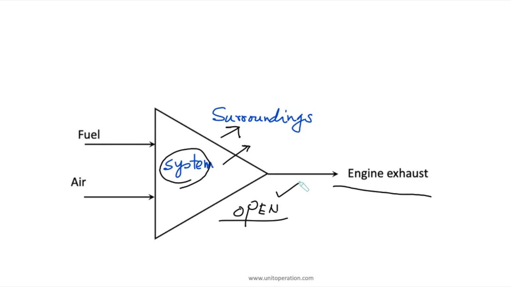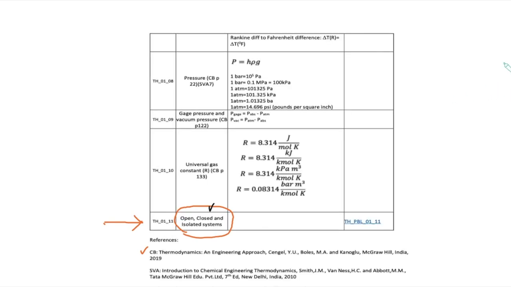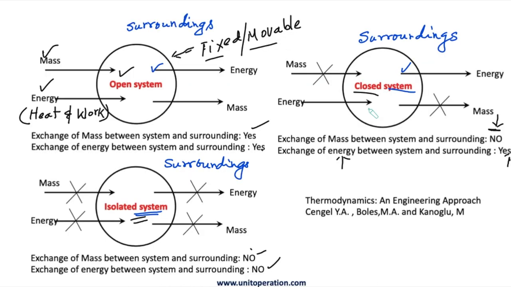Hopefully, this explains the concepts of open system, closed system, and isolated system. So we'll go for one quick recap of the definitions. For an open system, exchange of mass is allowed, exchange of energy is allowed. In case of a closed system, exchange of mass is not allowed, energy is allowed. In case of an isolated system, neither the exchange of mass nor the exchange of energy is allowed.